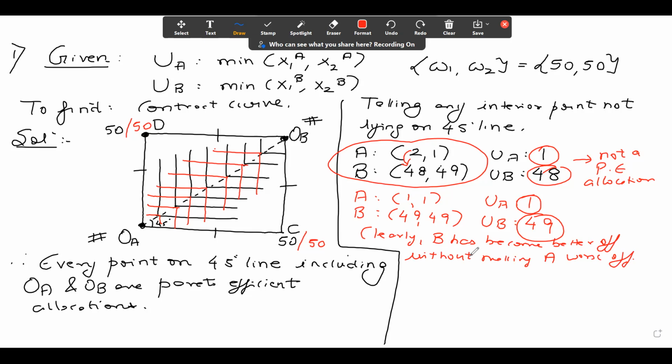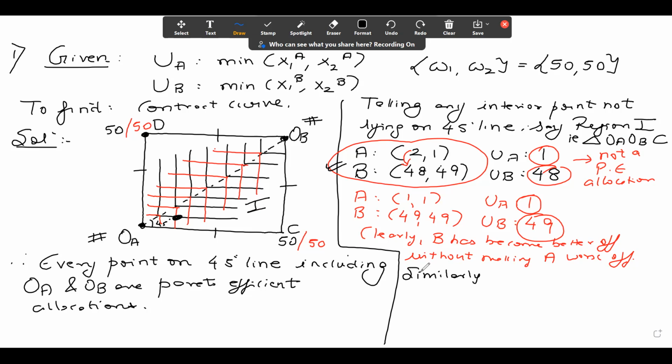Take any other point. So you can see that this point was lying in this particular region, 2, 1. I took a point in this region. So mark this, suppose, as region number 1. So taking any interior point not lying on the 45-degree line, say a point in region 1. Region 1 is nothing but triangle OA OB C. So you can clearly see, if I take any interior point in region 1, it's not Pareto efficient.